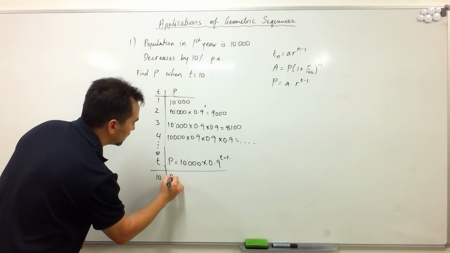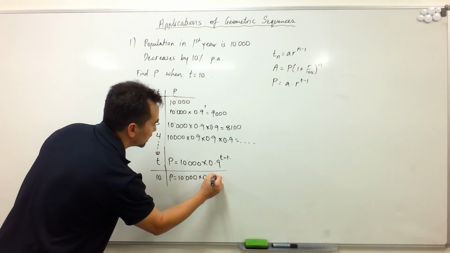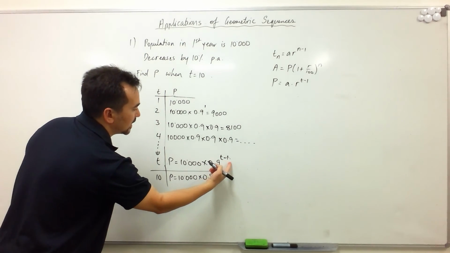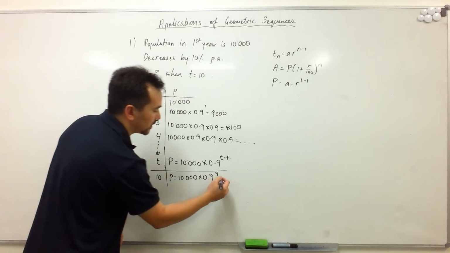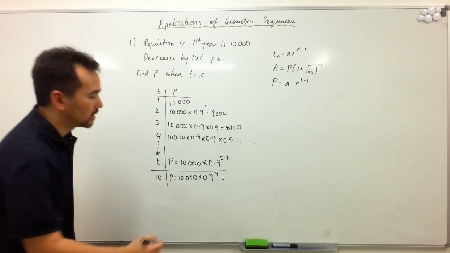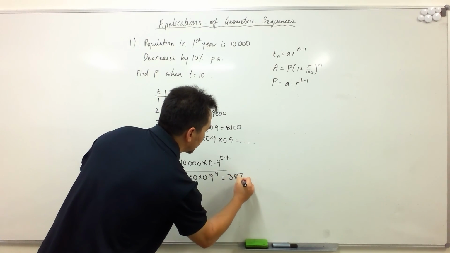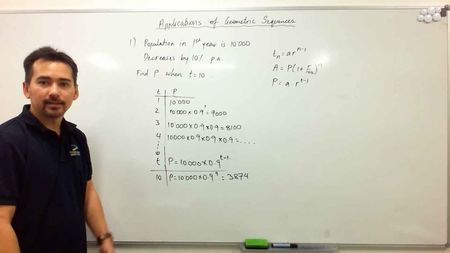And we're going to say P is equal to 10,000 times by 0.9 to the power T take 1. 10 take 1 is 9. And you have it. So typing that into our calculator, we get 3,874 people. And that's it. Let's try another one.